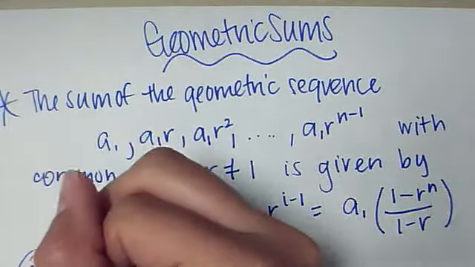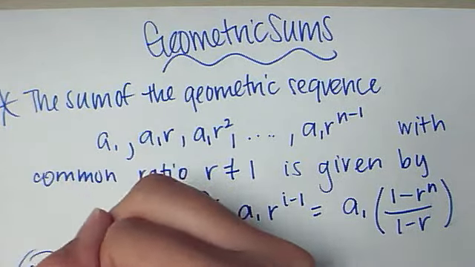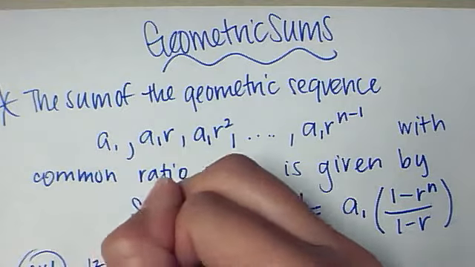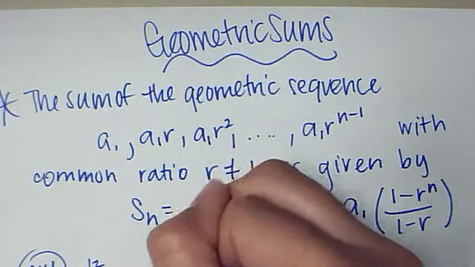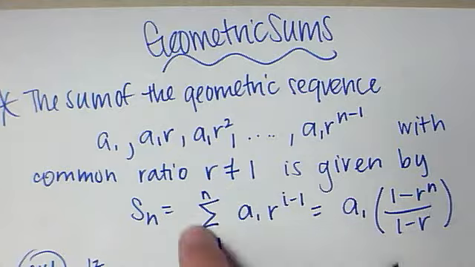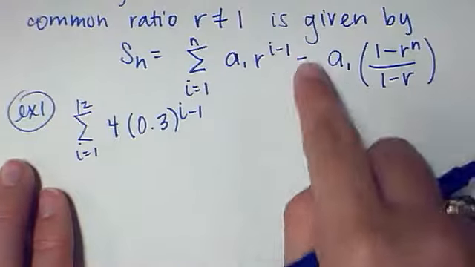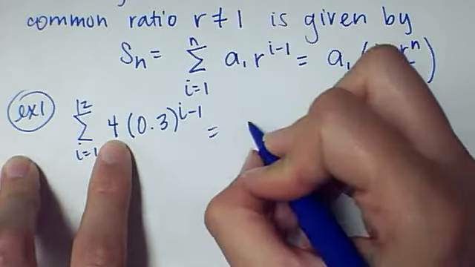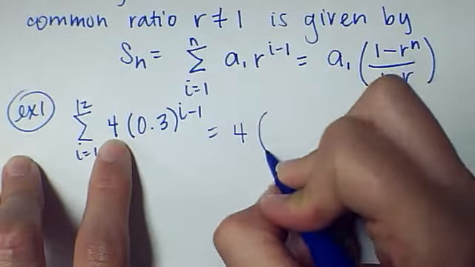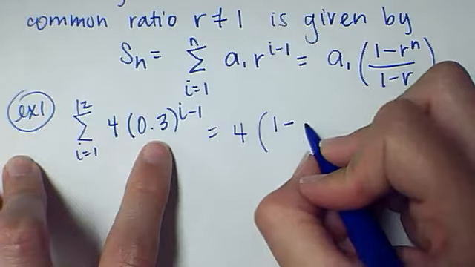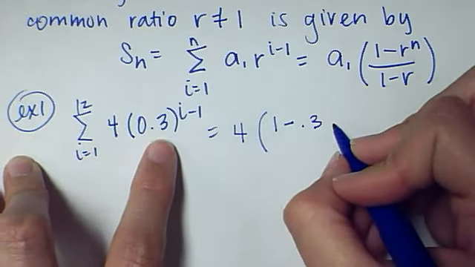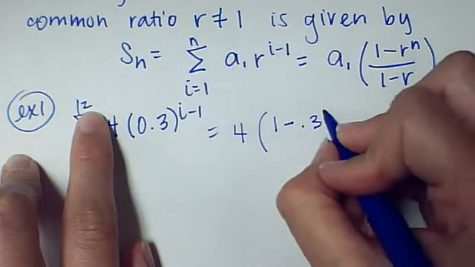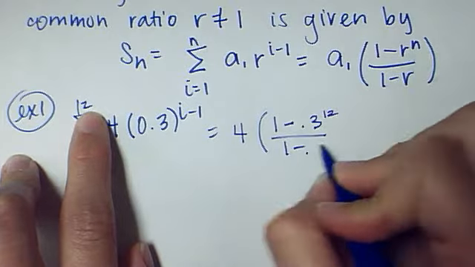Example 1. I want the sum from i equals 1 to 12 of 4 times 0.3 to the i minus 1. Now this was given in this form, right? And I want this answer. So a1, the first term, is 4. It's a1 times 1 minus r, where r is 0.3, to the n, where n is 12, over 1 minus 0.3.